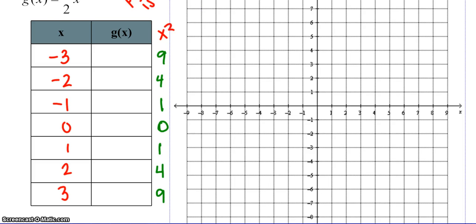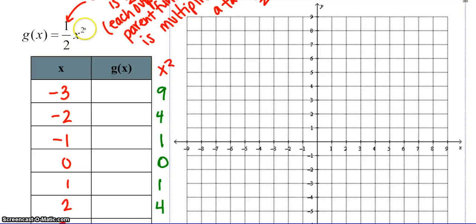Now, what is going to happen is I'm going to have to go a little bit further. I put the -3 in. -3 squared is 9, but then I have to cut that value in half. When I cut 9 in half, I get 4.5. When I put the -2 in, I do the -2 squared, which is 4. Then I have to cut that in half, and I get a 2. When I put the -1 in, -1 squared is 1. I cut that in half, and I get 0.5.